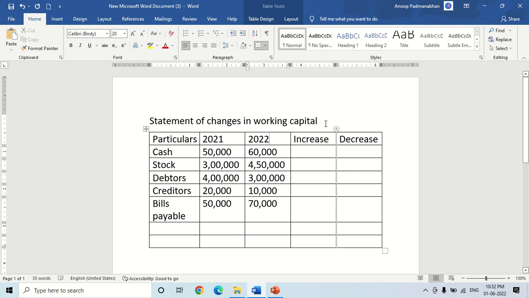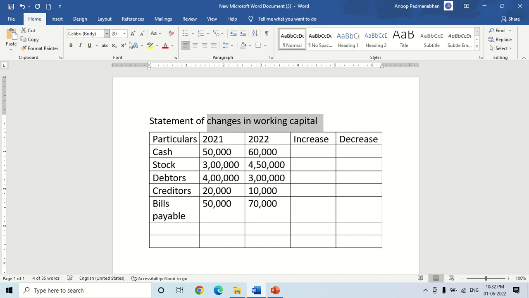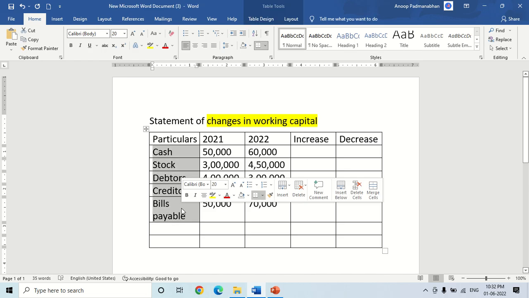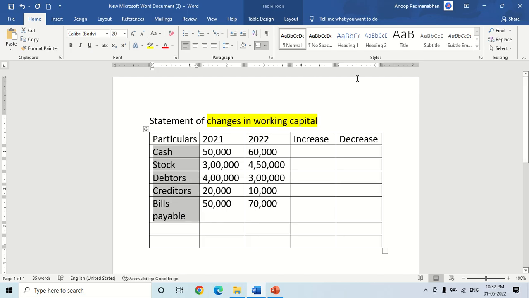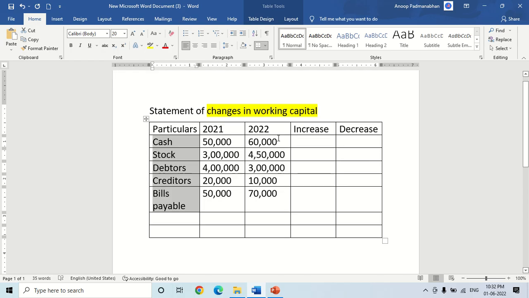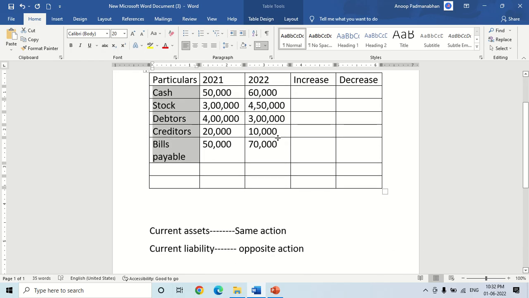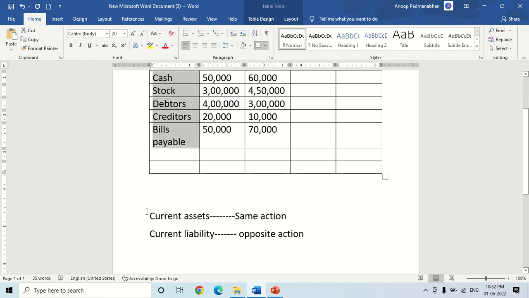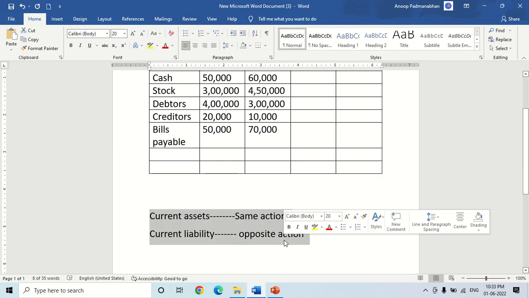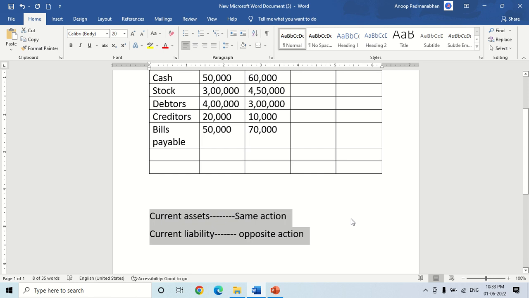In the statement of changes in working capital, the speciality is we will take only the items of current assets and current liabilities. These items will be given in the balance sheet or randomly in the question. From that we will be picking only the current assets and current liabilities. Now, when we prepare the statement of changes in working capital, this is very important: current asset has same action and current liability has opposite action.